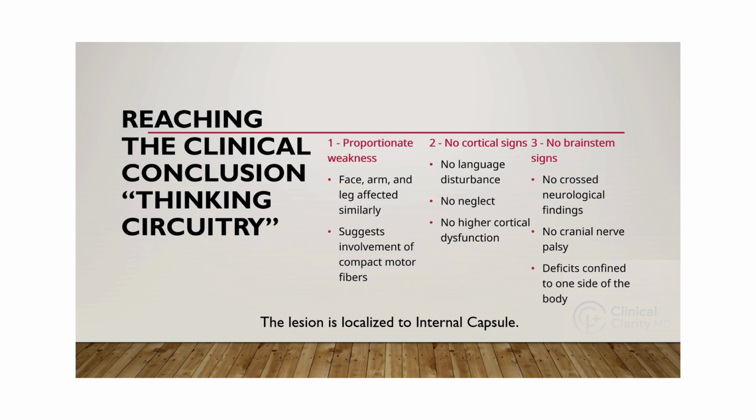The first important observation is the pattern of weakness. The face, arm, and leg are all affected to a relatively similar degree. This is known as proportionate weakness. The pattern is important because the descending motor fibers become extremely compact at certain deep locations within the brain. As a result, even a small lesion can affect all three regions, face, arm, and leg, almost equally.